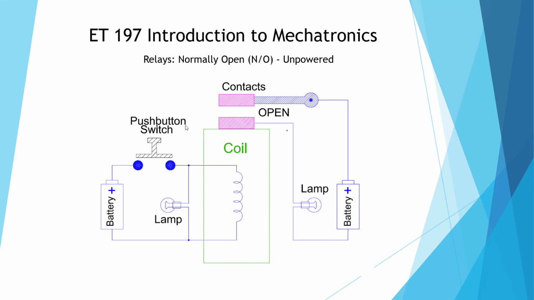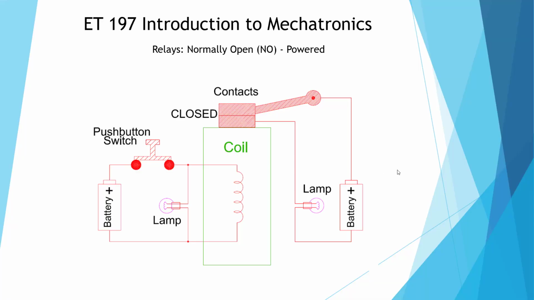So we have the input circuit: a battery, a switch, and a little lamp to tell us that the switch has been pressed. This is low current. This side is high current. That's the reason we use relays, so that we can have a small signal in and provide a large amount of current on the output. Okay, so normally open means with no power, the contacts are open and there's no current flow.